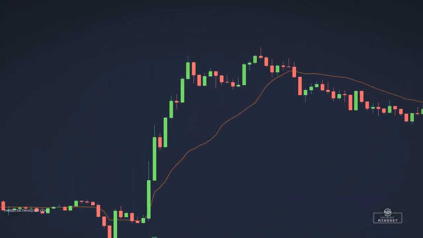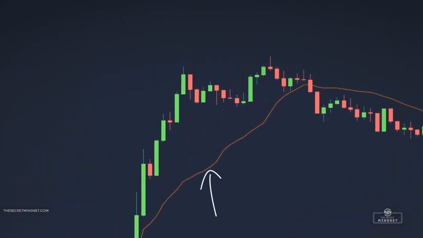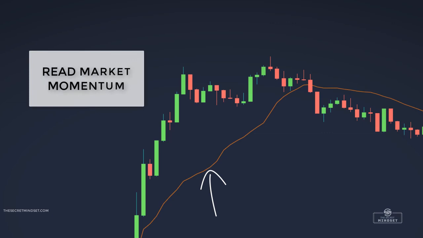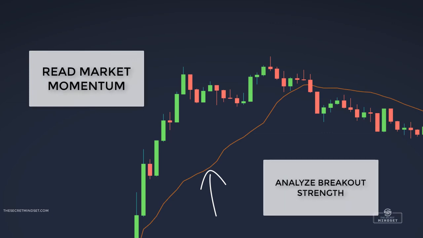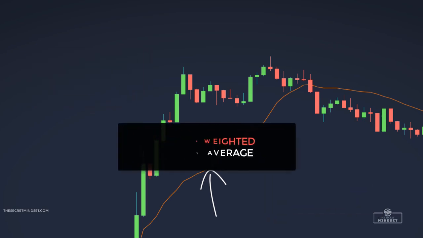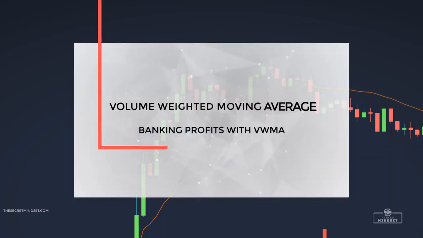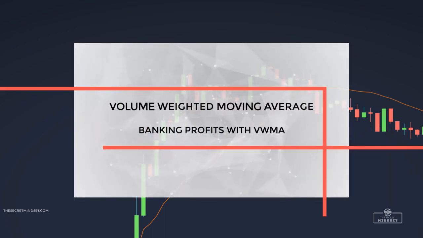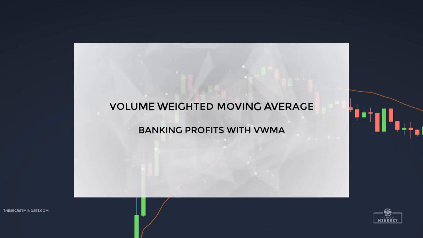But what if you combine a moving average and the volume in order to read the market momentum or to analyze a breakout trend? Would this tool help you to make better decisions when trading or investing? Sure it can. And this tool is called volume-weighted moving average. So today we'll talk about the volume-weighted moving average. You'll learn the importance of using it, and I'll show you how to use it in a trading strategy.